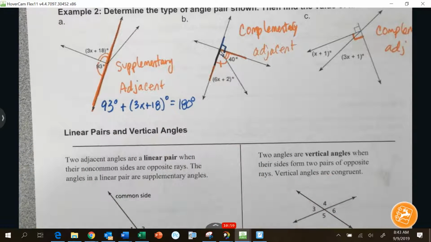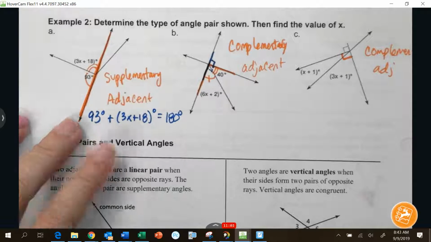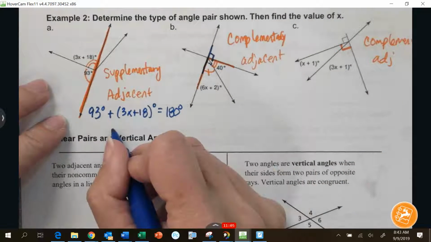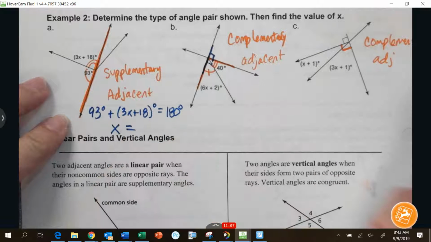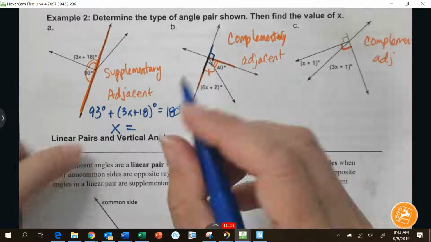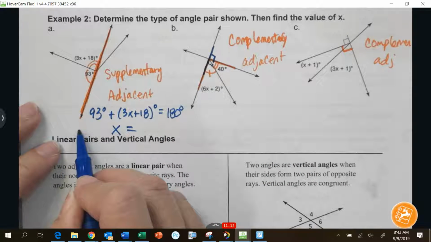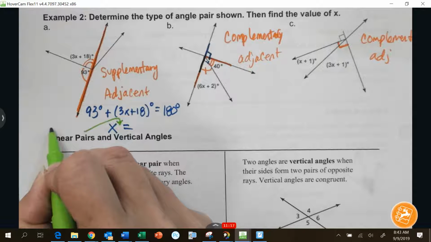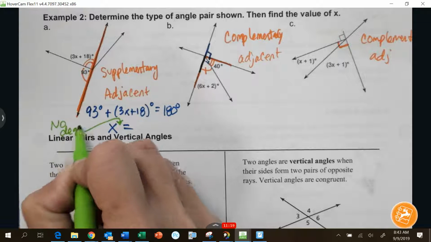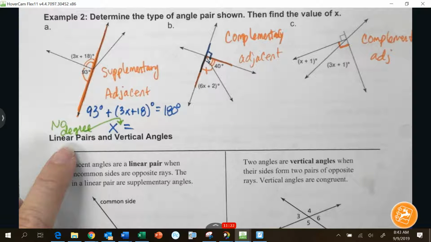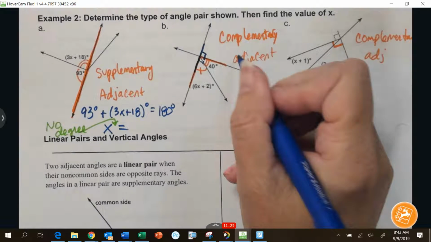When you solve it, you can ignore the degree symbol. When you find the value for x, x does not have a degree symbol. It's just x equals some number. No degree symbol, because it's not the angle, it's just the value of x.